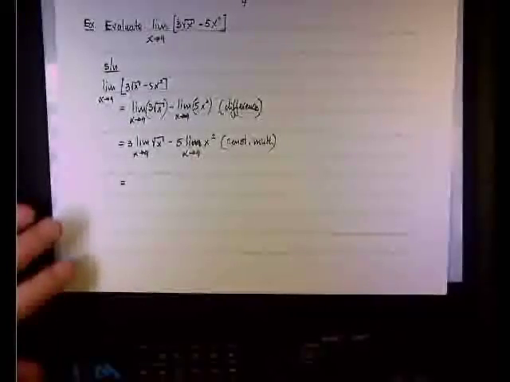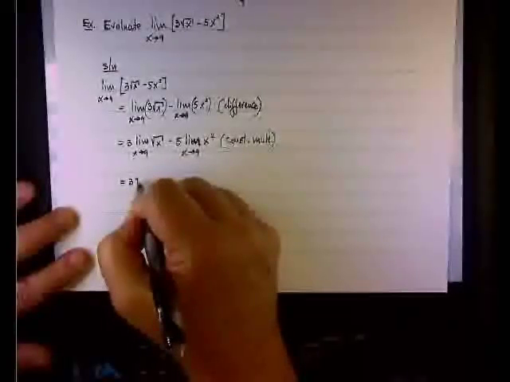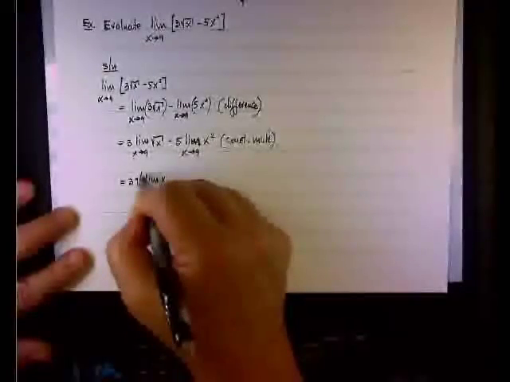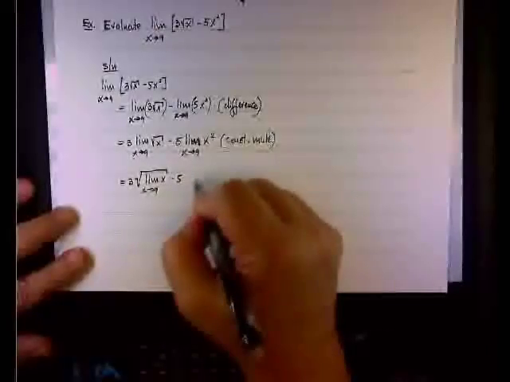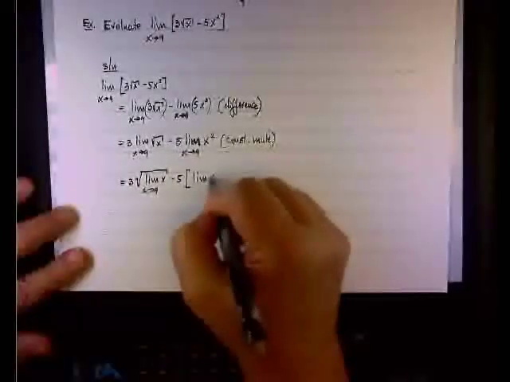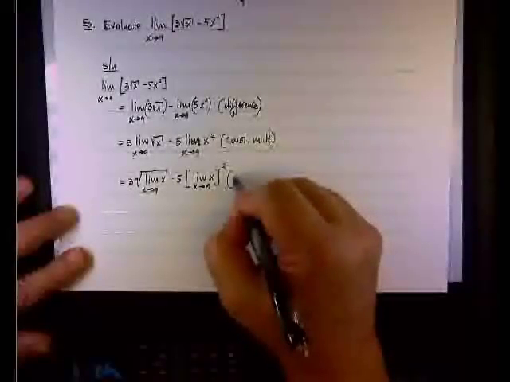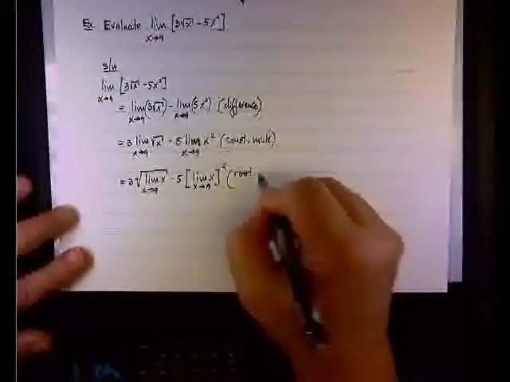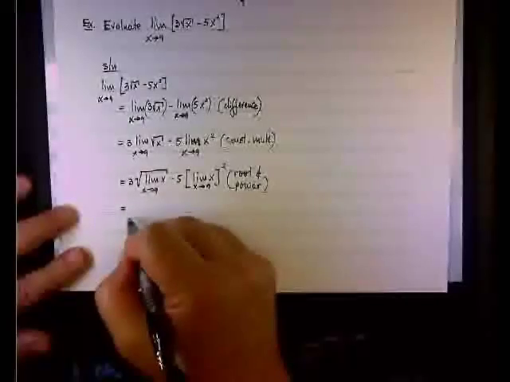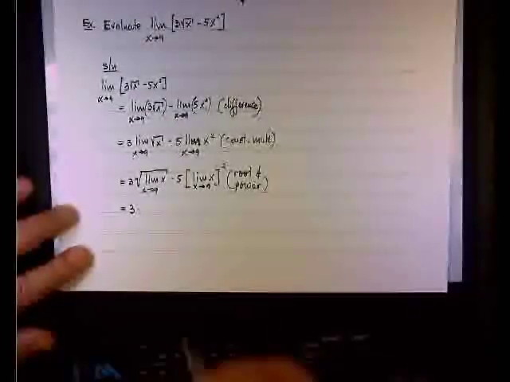Root and power. Right. So we have 3 times the square root of the limit of x when x approaches 9, minus 5 times the square of the limit of x as x approaches 9. So we have root and power, respectively. And finally, what shall I do? What is the limit of x when x goes to 9?